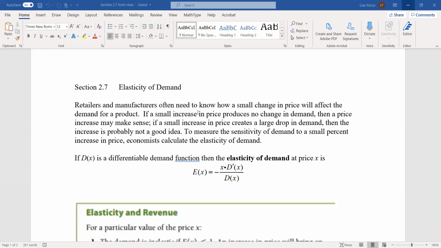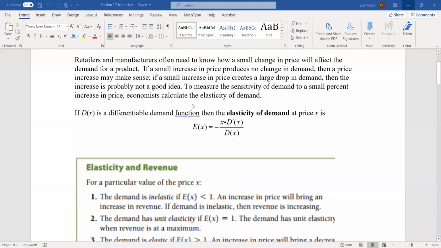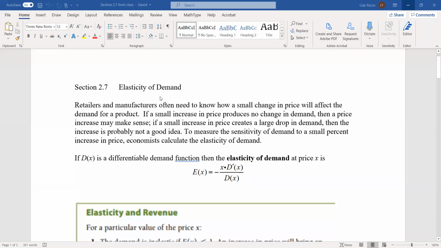So this section's elasticity of demand, economics topic. So that's not my strong suit, so I just can do the math behind it. But let's see. It says retailers and manufacturers often need to know how a small change in price will affect the demand for a product.